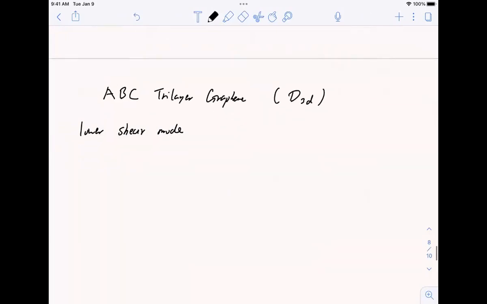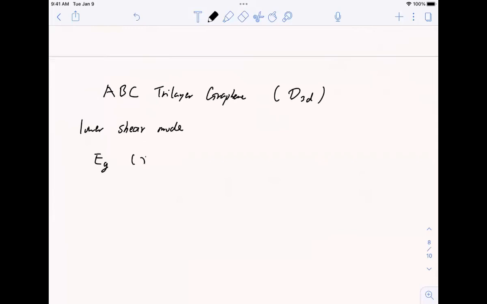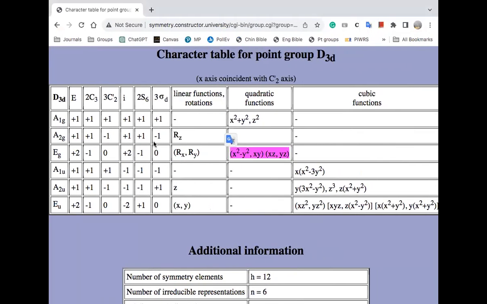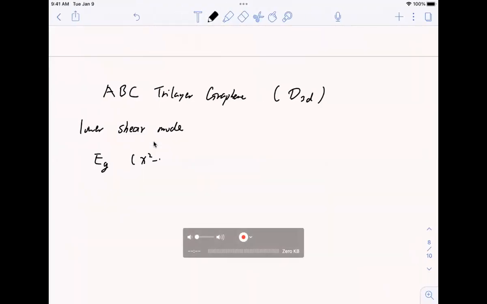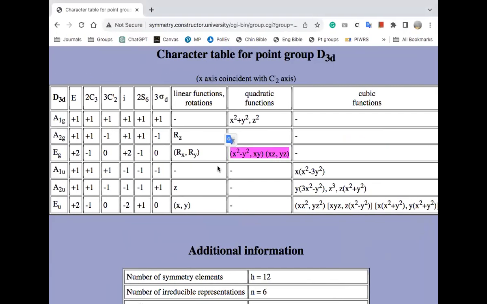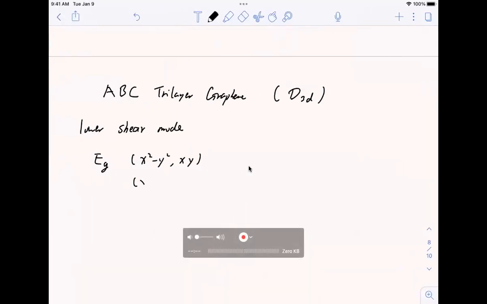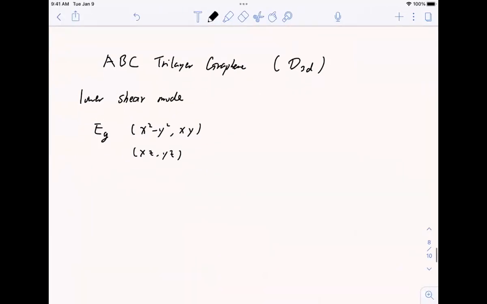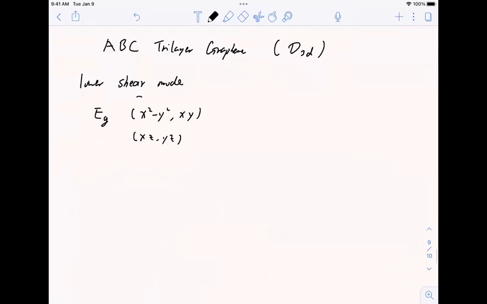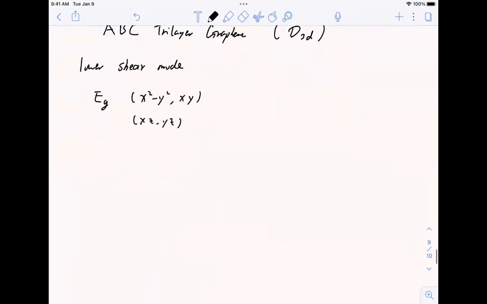Okay, after we know that, then we can move faster this time. So this will be EG. You can write down the matrix element, this one: XY. And then what's the next one? XZ, YZ. So that means you're going to have all of this. Then they're going to transform like this, so you can write them separately.